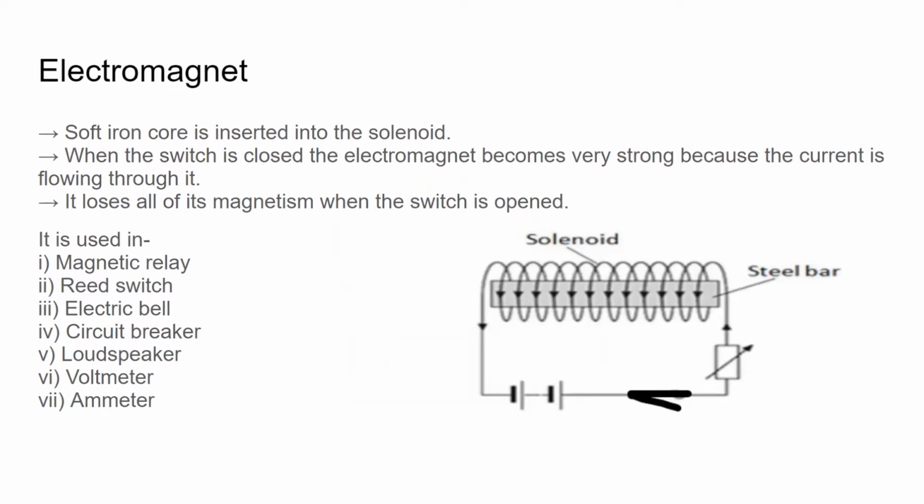So in electromagnetisation, the soft iron core is inserted into the solenoid. When the switch is closed, the electromagnet becomes very strong because the current is passing through it, and it loses all of its magnetism when the switch is opened. And this is especially used in magnetic relay, reed switches, electric bells, circuit breakers, loudspeakers, voltmeters, and ammeters.